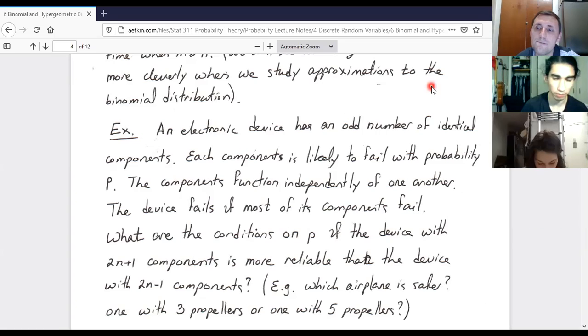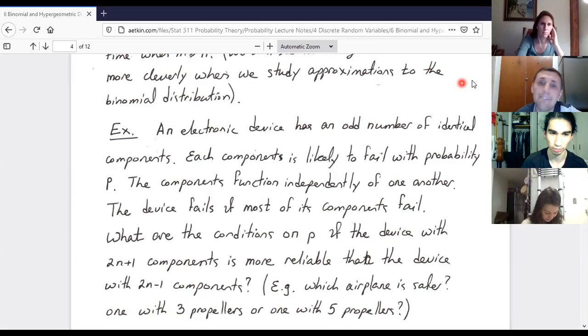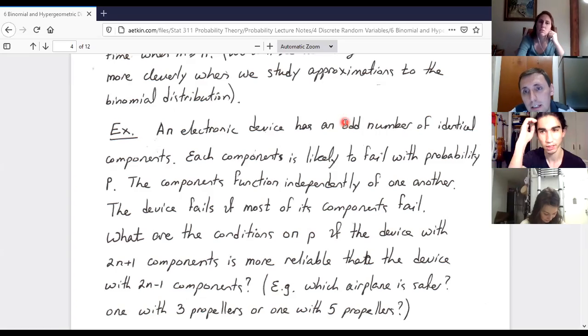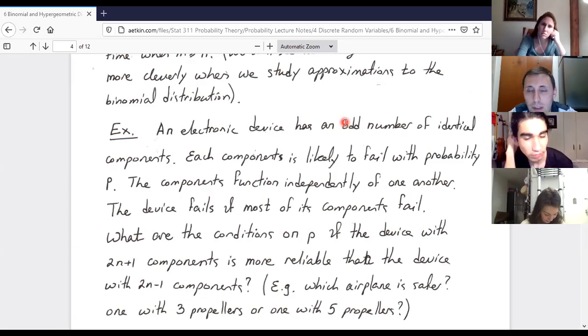Wouldn't it be better to have more in general though, just in case one fails, the other can pick up the slack? That depends. Again, here you need to have an odd number of components, and most of them must function for the device to still work. If most of them fail, the device stops functioning.